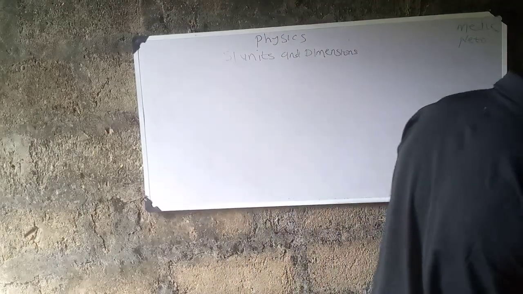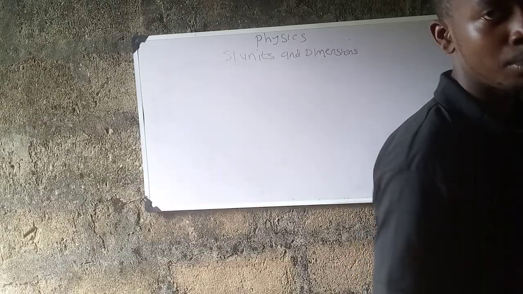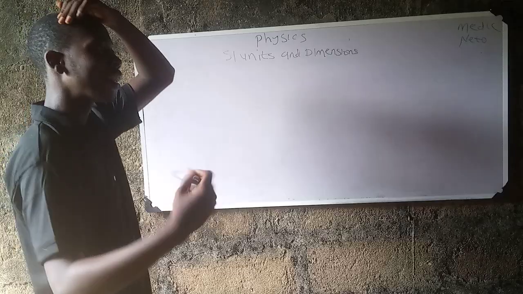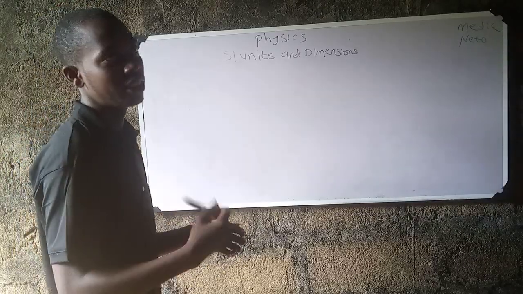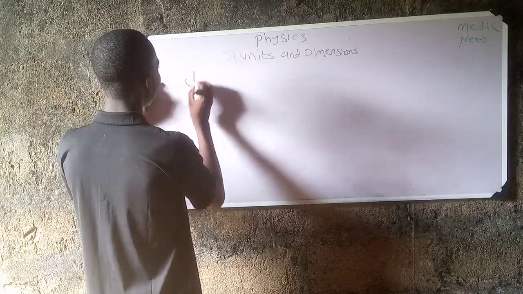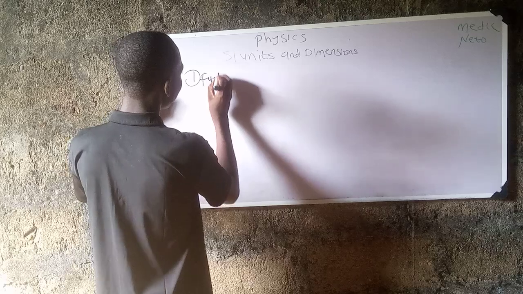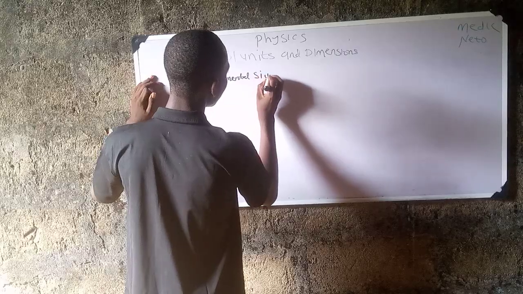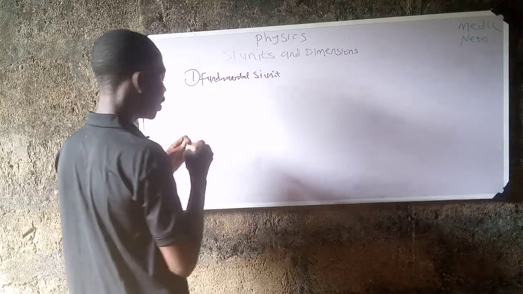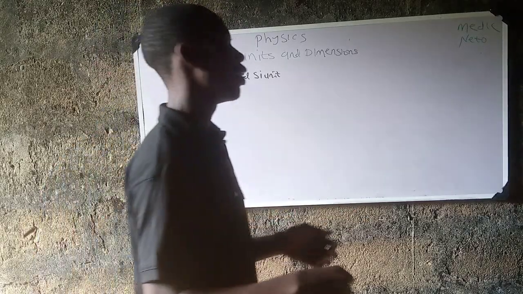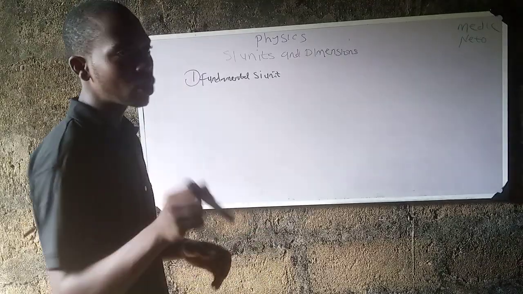So SI units means international system of units. And we have two types of SI units. We have the fundamental units and the derived SI units. The fundamental SI unit, which is number one, is the basic unit used to measure a quantity. There are 7 of them.